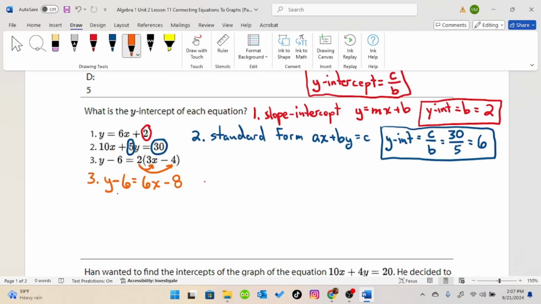Next, I'm going to add 6 to both sides. That gets rid of it on the left, and it leaves me y equals 6x, negative 8 plus 6 is negative 2. Now I have slope-intercept form.